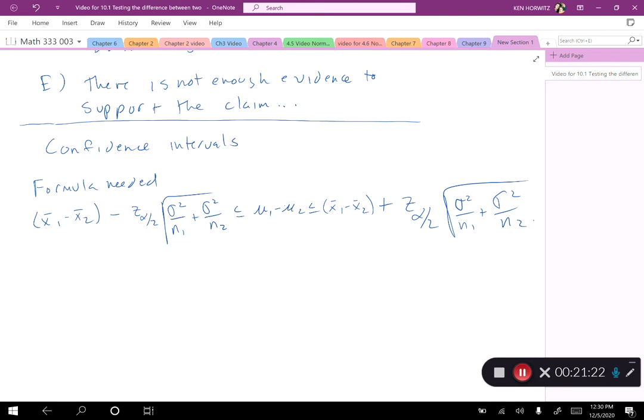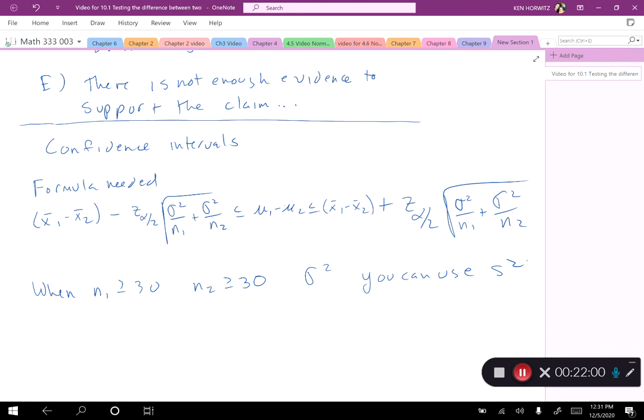you also need to remember that when n1 is greater than or equal to 30 and n2 is greater than or equal to 30, in place of our variance for the population, you can use the variance of our sample. So if the sample sizes are large enough, you can use S instead of sigma.